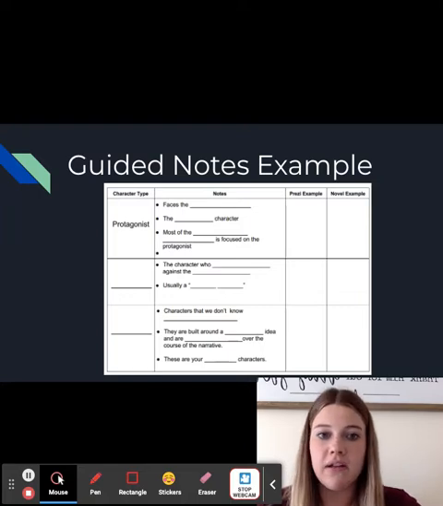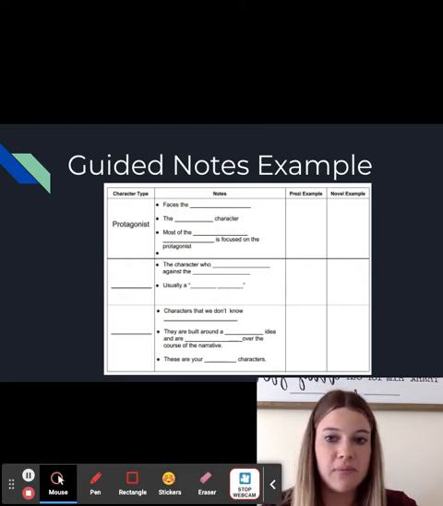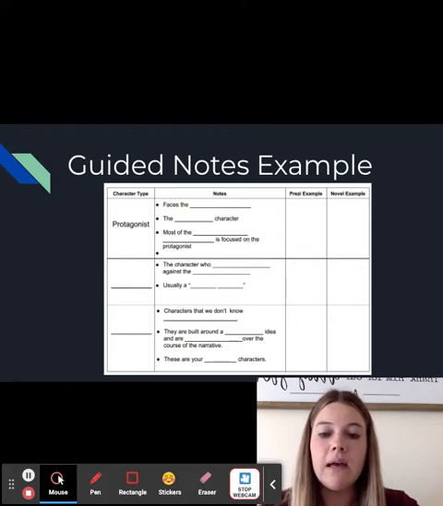I have one example here of a guided note. This one is just a fill in the blank, so the students go through and they're inserting the notes as they are reading. There's a couple different spots where they can add their own examples from prezzies or novels as well, but essentially they're filling in the blanks.